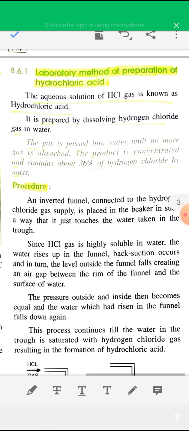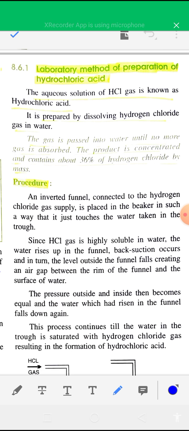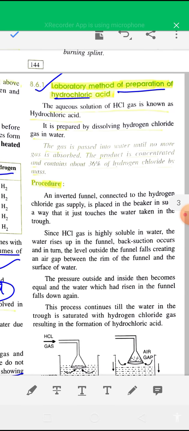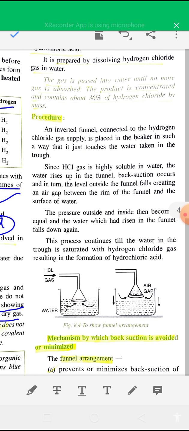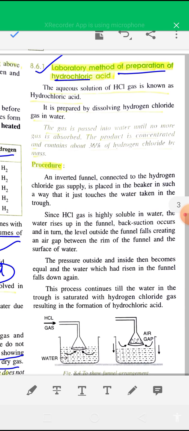Now, how to prepare hydrochloric acid? Preparation of hydrochloric acid. Name of the method is back suction method. Okay, so this is the procedure, back suction method. Mechanism of the back suction is also given. Details, mechanism not required. Name the method of preparation of hydrogen chloride solution, that is hydrochloric acid.